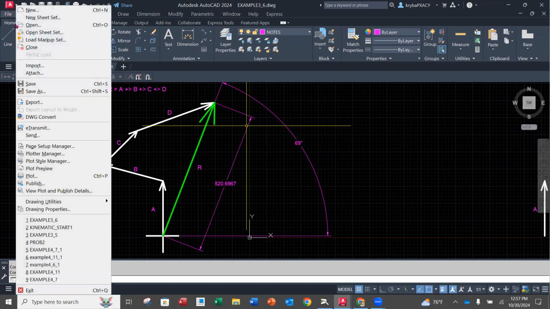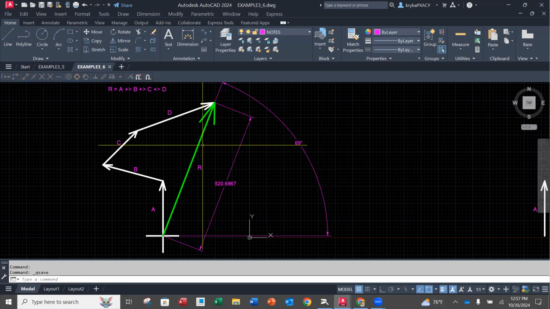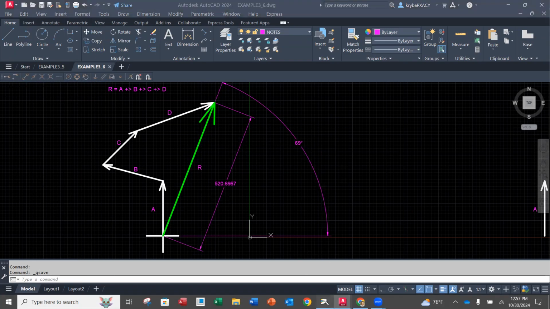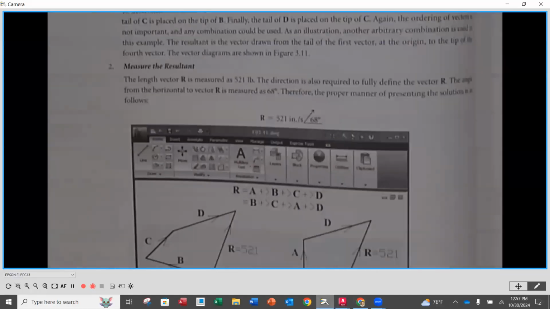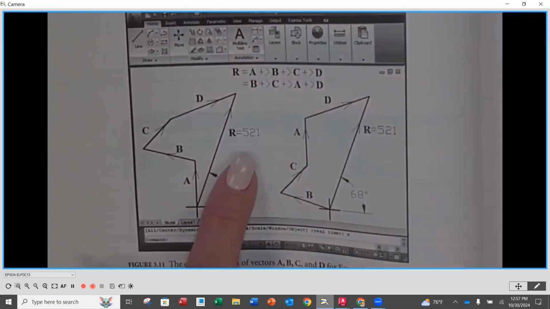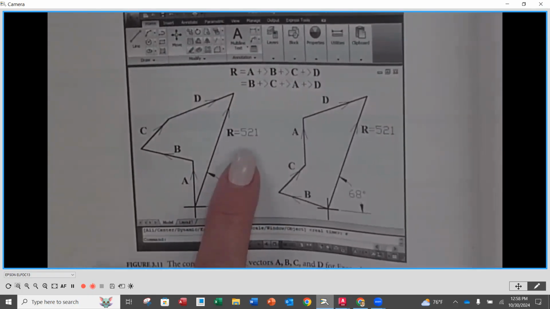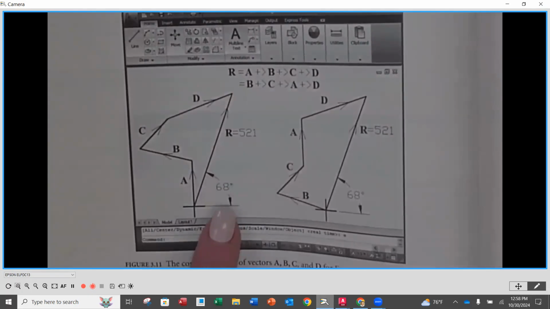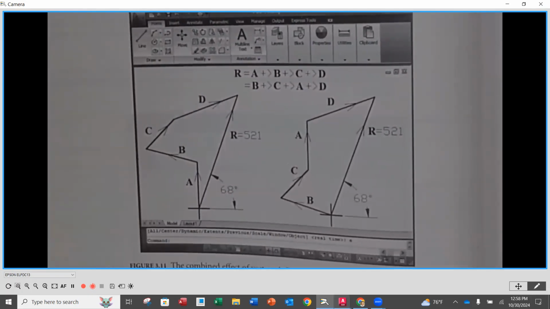All right. So this is the first part of this example. The second part of this, before we go further, let's compare our numbers. I'm sure they're correct. So if we go down here, notice they got 521 for our resultant, the magnitude. We are not doing it as a note. You're doing it as a dimension. And then they got 68 as the angle.